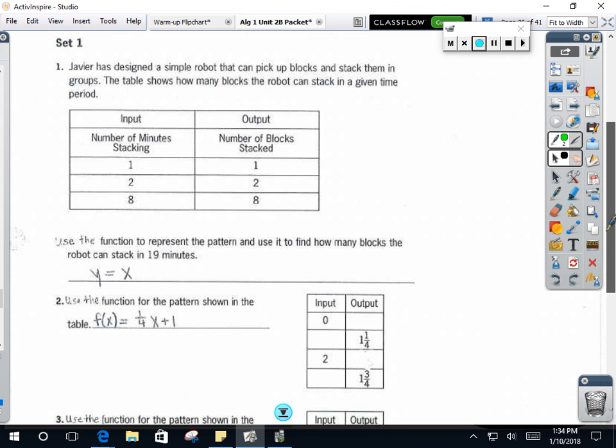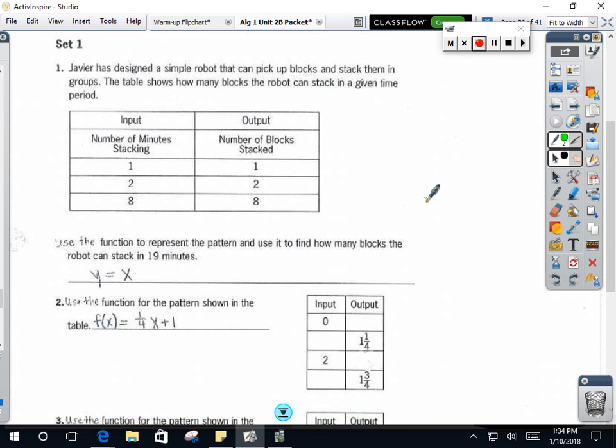Okay, set 1. Javier has designed a simple robot that can pick up blocks and stack them into groups. The table shows how many blocks a robot can stack in a given time period. Alright, the input values are 1, 2, and 8, and they represent minutes. So like 1 minute stacking, 2 minutes stacking, and 8 minutes stacking. The output values are also 1, 2, and 8, but they represent the number of blocks stacked. So like in 1 minute, the robot stacks 1 block. In 2 minutes, it stacks 2 blocks. So 1 block per minute, right?